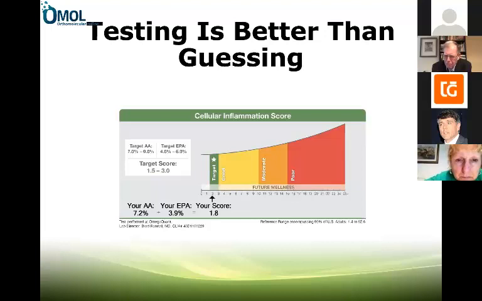Because it's me. But I measure my blood every 6 months just to make sure I am taking adequate levels of omega-3 fatty acids to maintain that target zone.